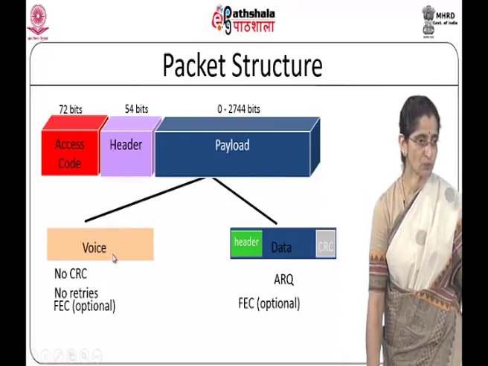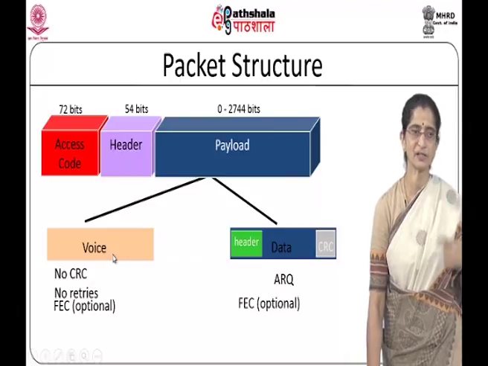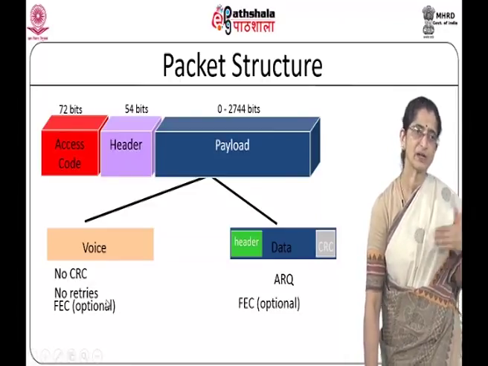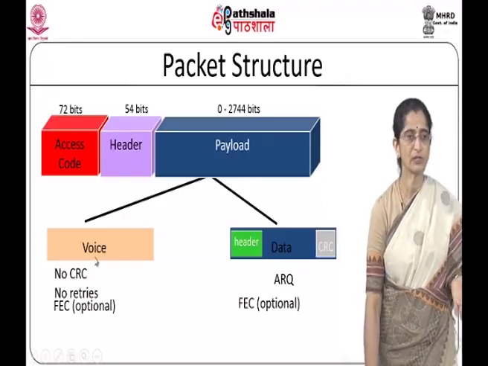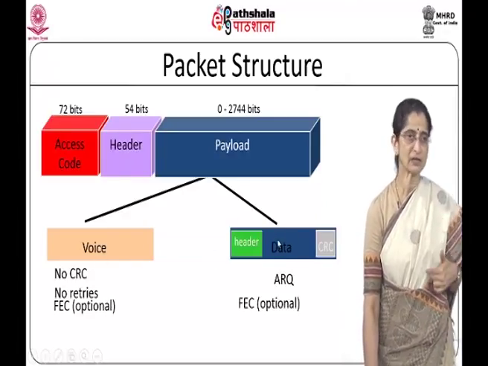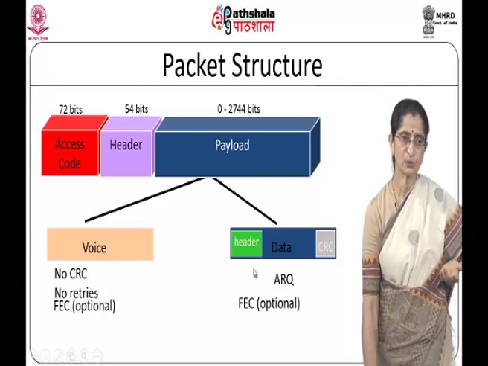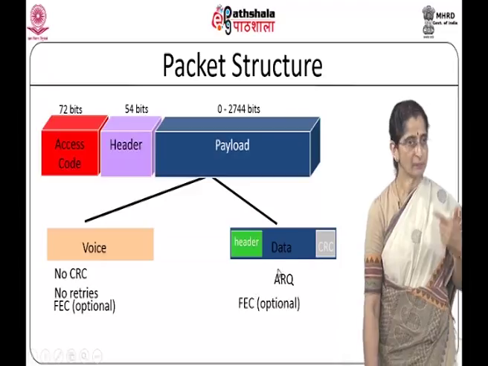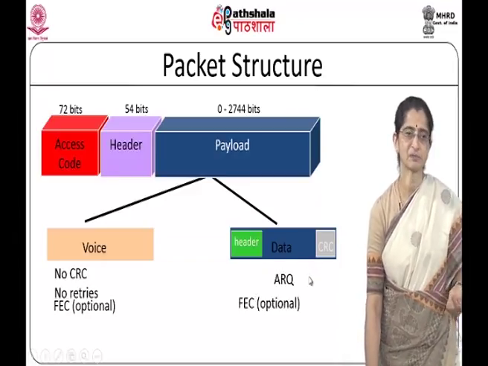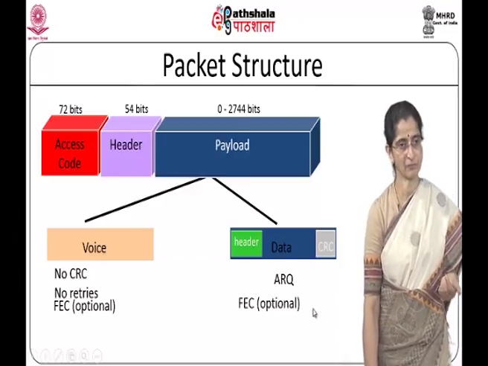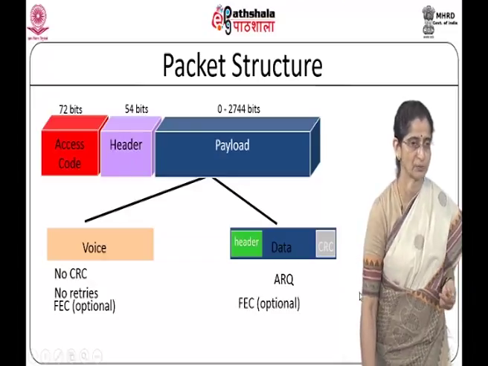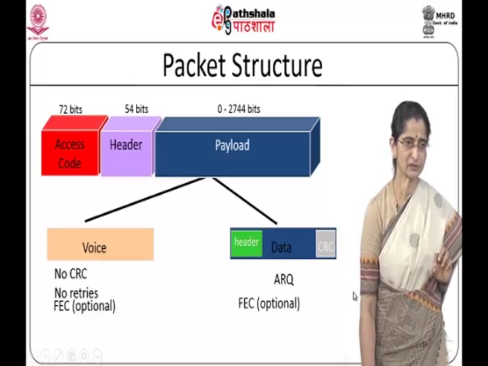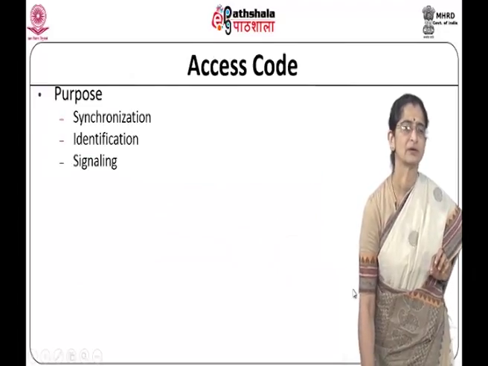If it is voice that's being carried, it is normally real-time data, so you will not have any error checking mechanism. No CRC will be used, and no retries or retransmissions will normally be used with voice. Whereas for other data you will have a header and a CRC, which means you will do a CRC check, there will be an automatic repeat request, and retransmissions will be done. You can also have a frame FEC, which is an optional mechanism. This is the normal structure of a Bluetooth packet.